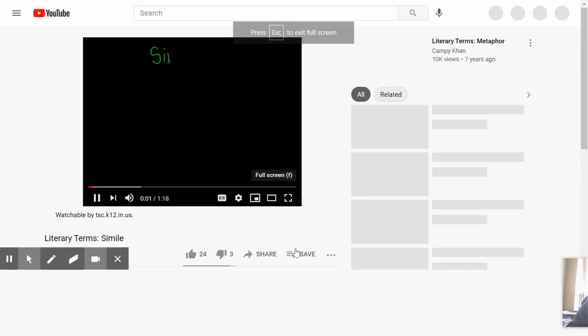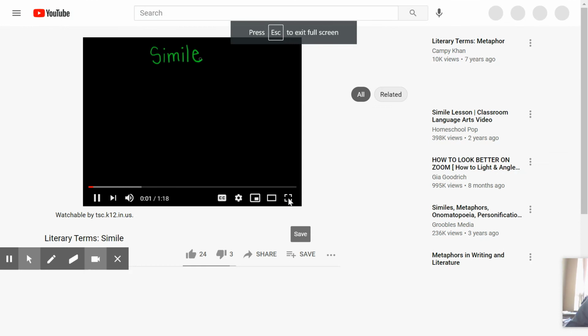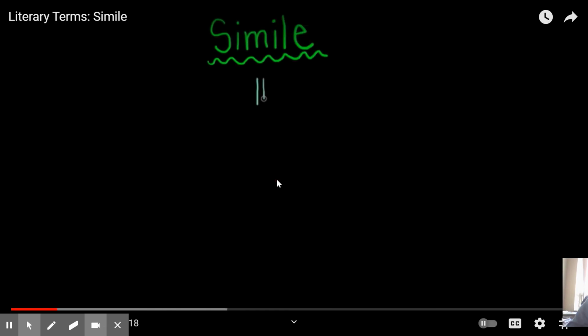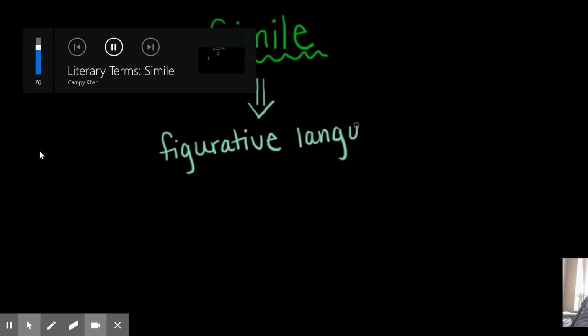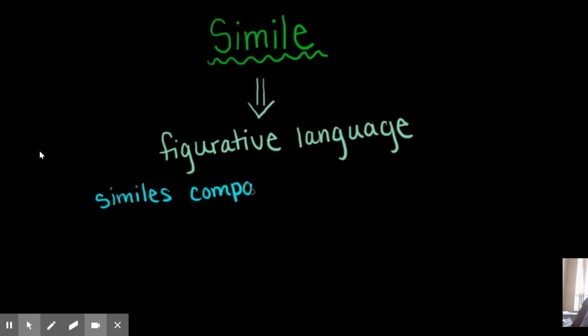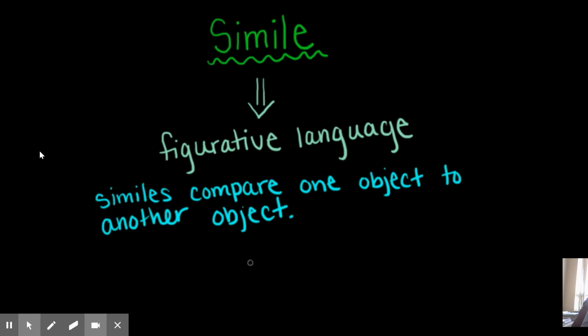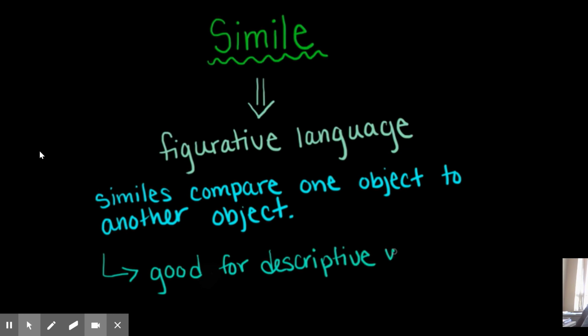We're going to talk about the term simile. A simile is a lot like a metaphor in many senses. But unlike a metaphor, it uses the terms like or as when comparing two objects. And just to be clear, a simile does compare two objects. It draws a comparison between the two in order for a reader to better understand one of the objects. These are also good tools for descriptive writing.